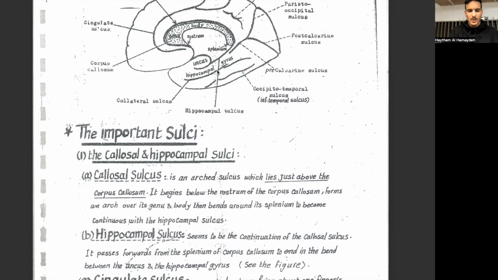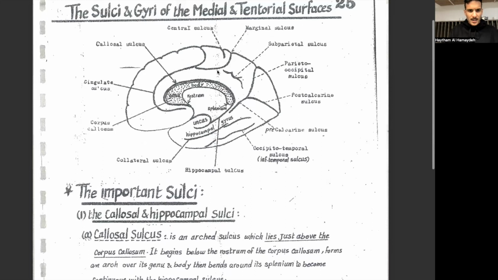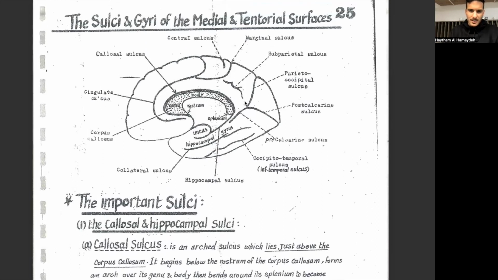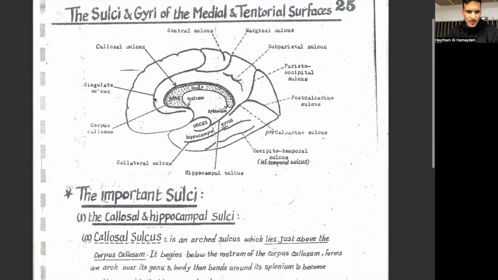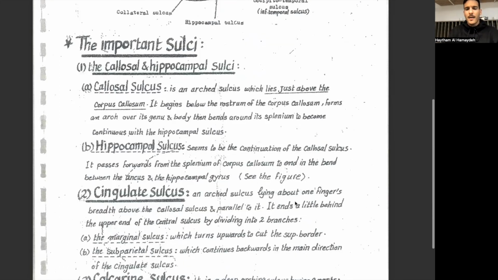Uncus and the hippocampal gyrus. Cingulate sulcus. Yes, right here. That's the one. Cingulate sulcus, an arched sulcus lying about 1 finger's breadth above the callosal sulcus and parallel to it.